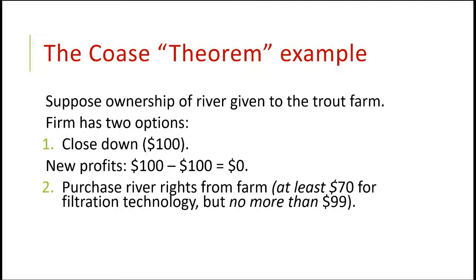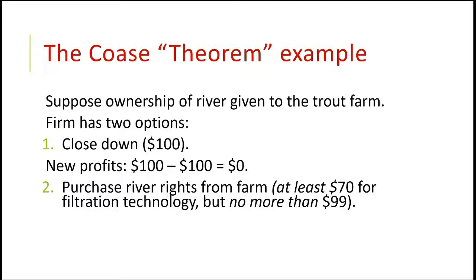Alternatively, it could purchase the river rights from the farm. Now, how much would the factory be willing to offer to the trout farm in exchange for the river rights? Well, if the factory did gain control over the river, it could pollute the river to make profit. But the farm is not willing to let that occur unless the farm is compensated. Now, what's the minimum amount the trout farm would need as compensation? Well, the minimum amount it would need as compensation, if the river is now going to be polluted, is the price of the filtration technology. It would need a minimum of $70 compensation if it were to give up the rights to the river.